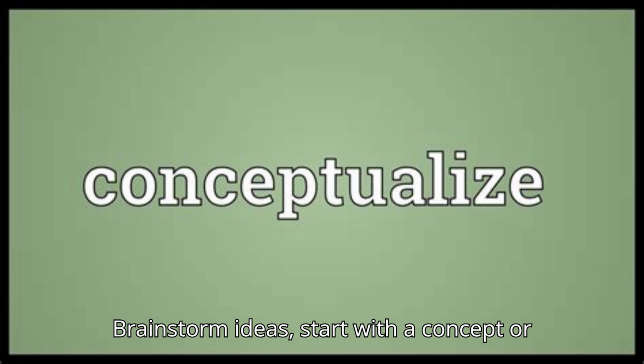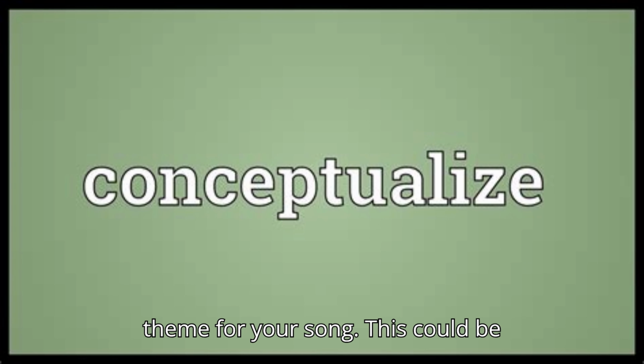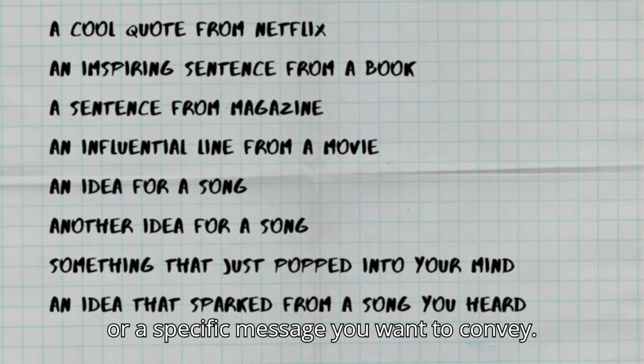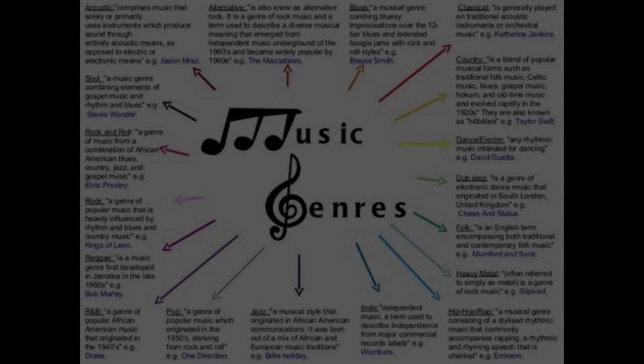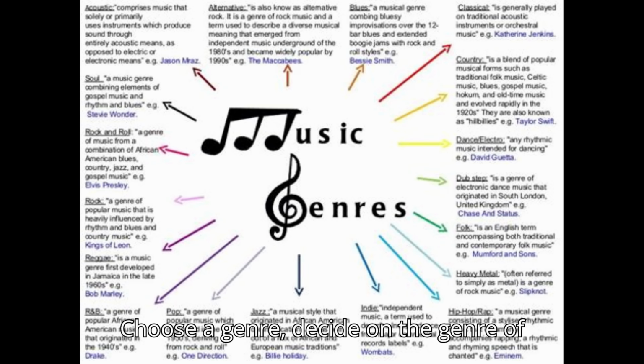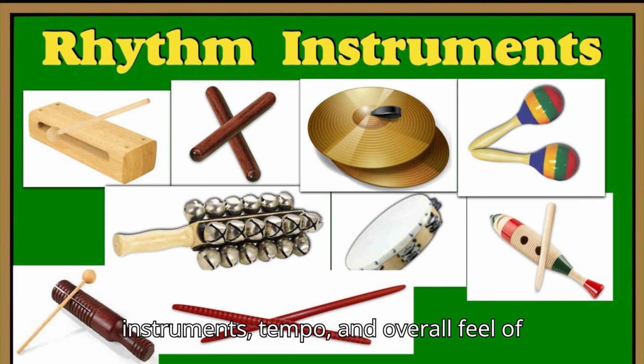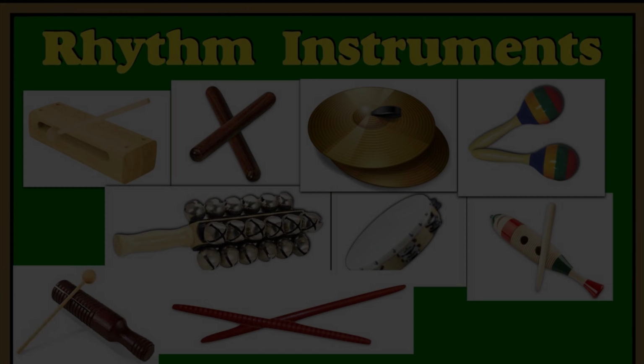Conceptualizing your song. Brainstorm ideas. Start with a concept or theme for your song. This could be based on personal experiences, emotions, or a specific message you want to convey. Choose a genre. Decide on the genre of your song. This will influence the instruments, tempo, and overall feel of the track.